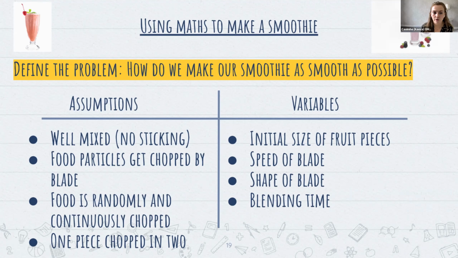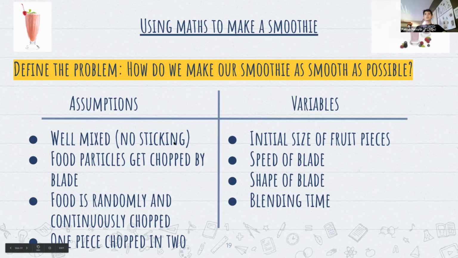We assume that the food particles get chopped by the blade. So if a blade comes near, if it touches a piece of food, that food gets chopped. It doesn't slip past or something like that. We assume that the food is randomly and continuously chopped. So there's always chopping taking place. So sort of back to what Patrick said, you don't have loads of stuff at the bottom not getting chopped. Everything's sort of happening randomly and continuously.